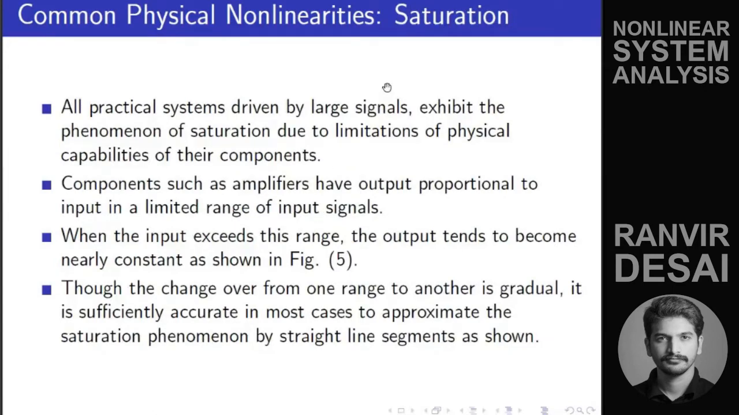So first one is saturation. You know what is saturation? There is a limit to the input. There is a value of input for which the system gives maximum output, and beyond that the system will fail to produce any more output. Components such as amplifiers have output proportional to input in a limited range of input signals. Let's say you have some 2 to 3 millivolt input to a system, and it is giving you a gain of 1000. So if you put 3 millivolt, you get 3 volts output. If you give it 5 millivolt, you will have 5 volts output, but there is a limit to that.